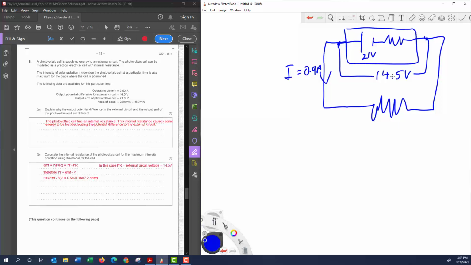And they've asked us, why is this output voltage outside different to the voltage of the PV itself, the EMF of the photovoltaic cell?